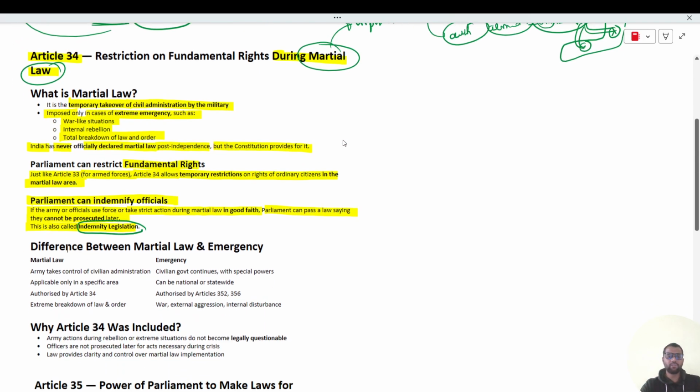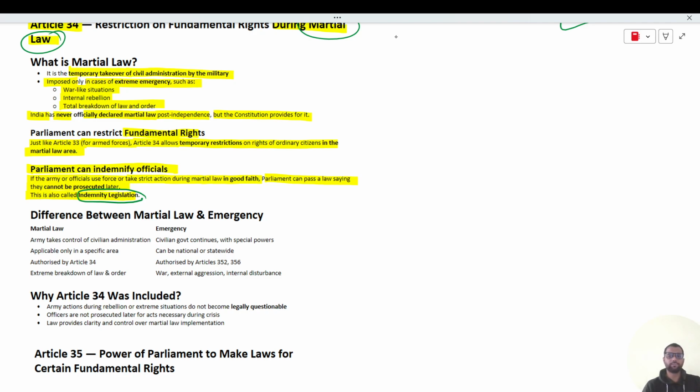So let us understand the difference between martial law and emergency. In martial law, the army takes over the control of civilian administration. In emergency, the civilian government continues. The government is not suspended, but it has special powers. Emergency can be nationwide or statewide, for the entire country or for a particular state. But martial law is applicable only in a specific area, the area where there is a breakdown of law and order. In that particular area only, martial law will be applicable.